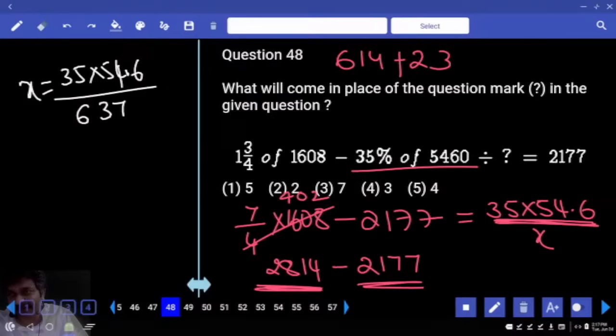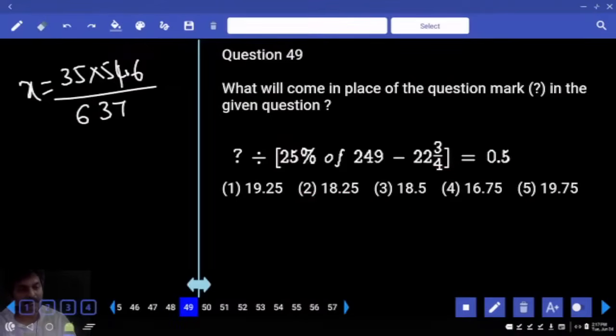54.6. Is it a 3 multiple? In the denominator, do we have a 3 multiple? The answer must be a 3 multiple. How many? Only one. Fourth option, final answer.